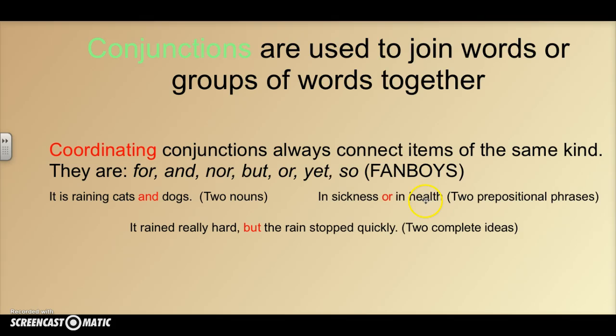In sickness or in health, these are two prepositional phrases because in is a preposition. And it rained really hard, but the rain stopped quickly. This is a compound sentence, meaning I have two independent clauses, two complete ideas being linked by the conjunction but. I would like to point out for usage that when you have two independent clauses being linked, you always have a comma before your conjunction separating them. If there is no separate subject, then you do not have a comma. Without that comma, it would be called a comma splice. So I used rain, it, and rain. Those are two separate subjects in the sentence.